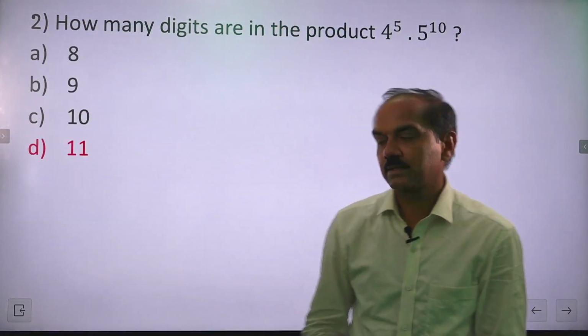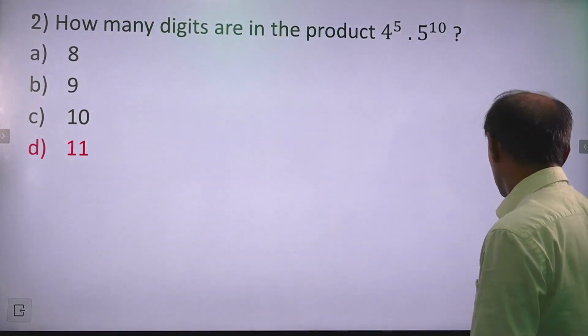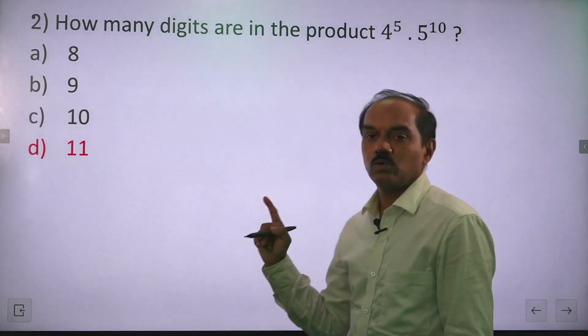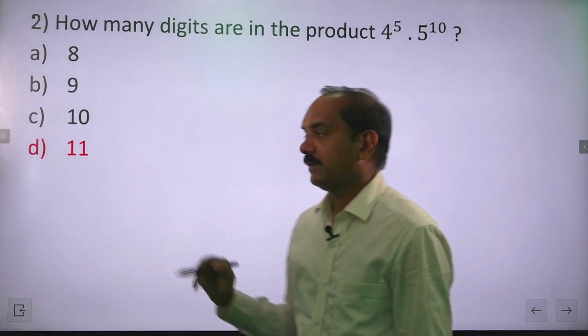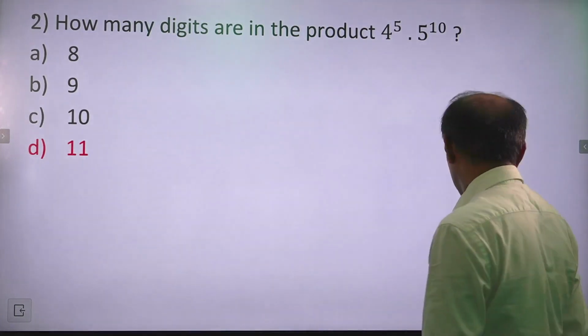So the final answer is 11, the total number of digits. If we ask you the total number of zeros, then the answer will be 3. I mean, the third option, 10.